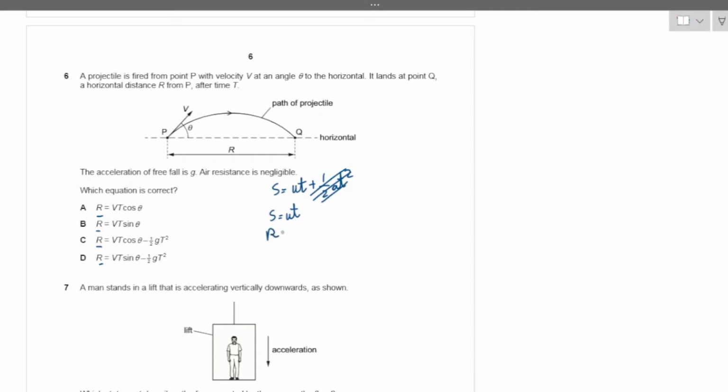s in this case is r. What is u in this case? u is not just v, because v is the overall speed. You need to find the horizontal component. The horizontal component would be v cos theta, and time is just time t. If you write it in a better form, it would be vt cos theta. Hence, option A is the correct answer.